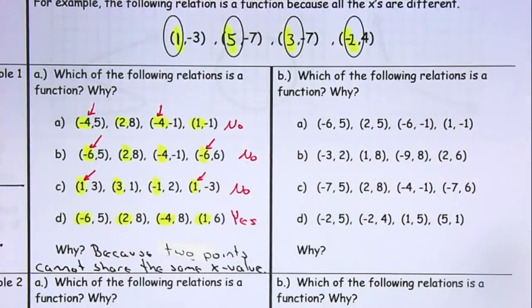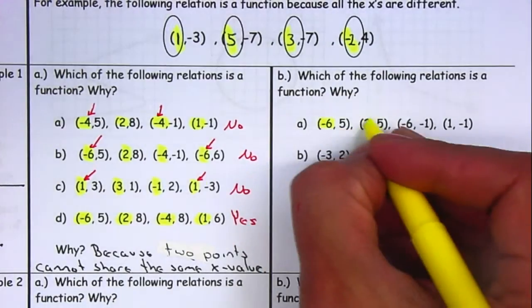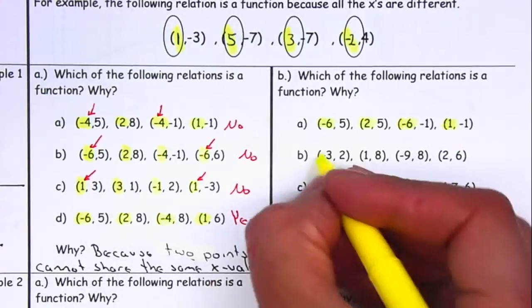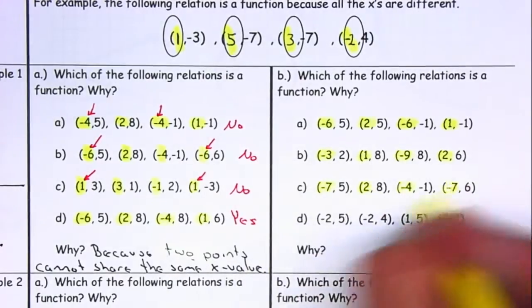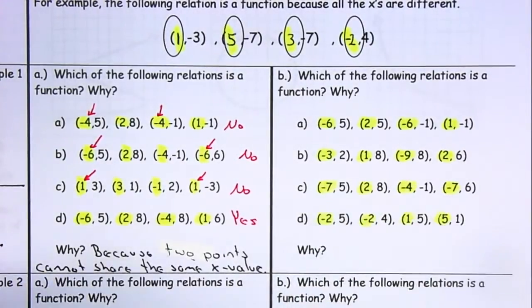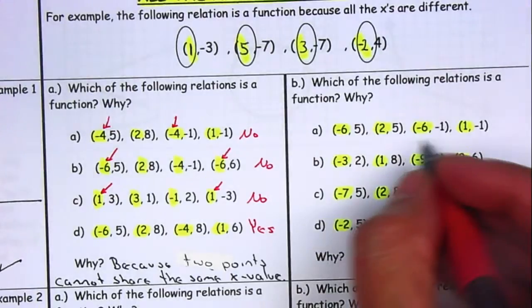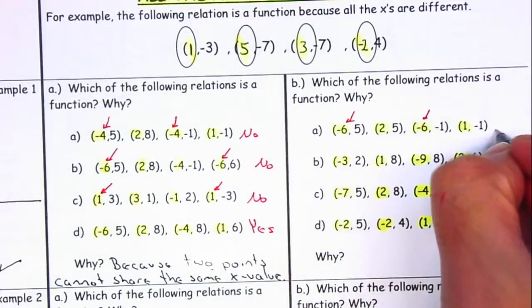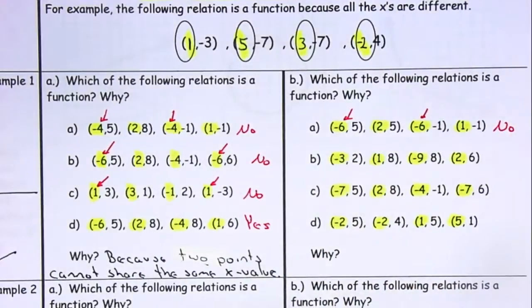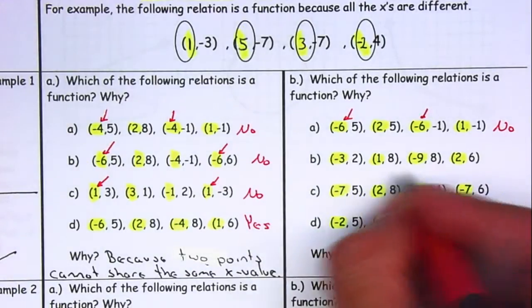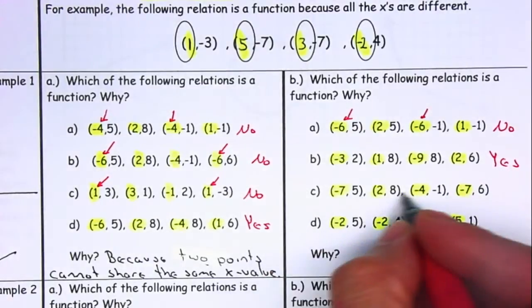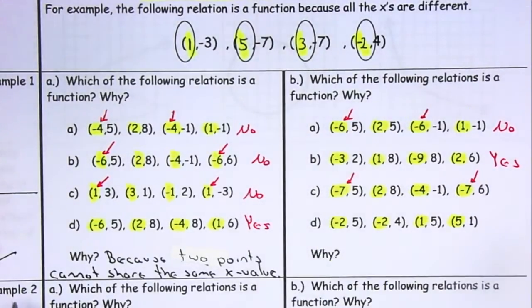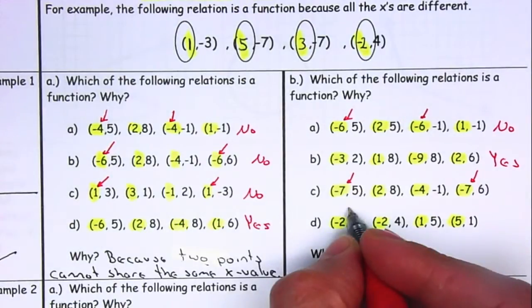So let's go to example B. We have -6, 2, -6, and 1. -3, 1, -9, and 2. -7. So I'm going to highlight all of them, and that makes it a little faster. So let's analyze the first one. We have 2 -6's, so this is not a function. The next one, -3, 1, -9. So this one is a function. On the next one we have 2 -7's. On the last one we have 2 -2's.